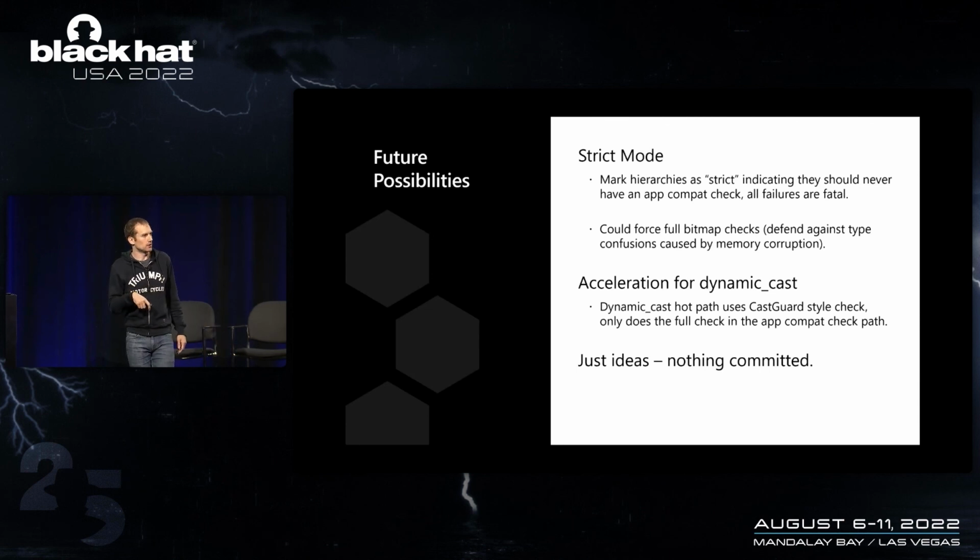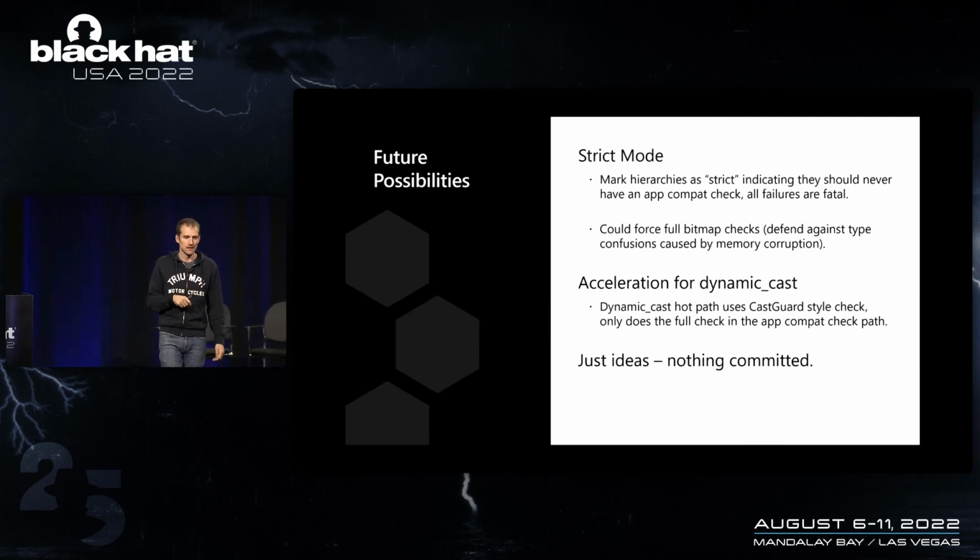Future possibilities that you could use for this sort of technology, and I'm not committing to anything. These are just ideas that we have. We could possibly introduce a strict mode for CastGuard where we could say, we're not doing app compat checks. We only expect this object to be created in the binary, and so it better have been created in the binary. If it was created by a different binary, we just crash. We could also have a strict mode if we wanted that always does bitmap checks. And if you always do bitmap checks, then you might be able to be more resilient even if someone corrupts your object. Maybe.